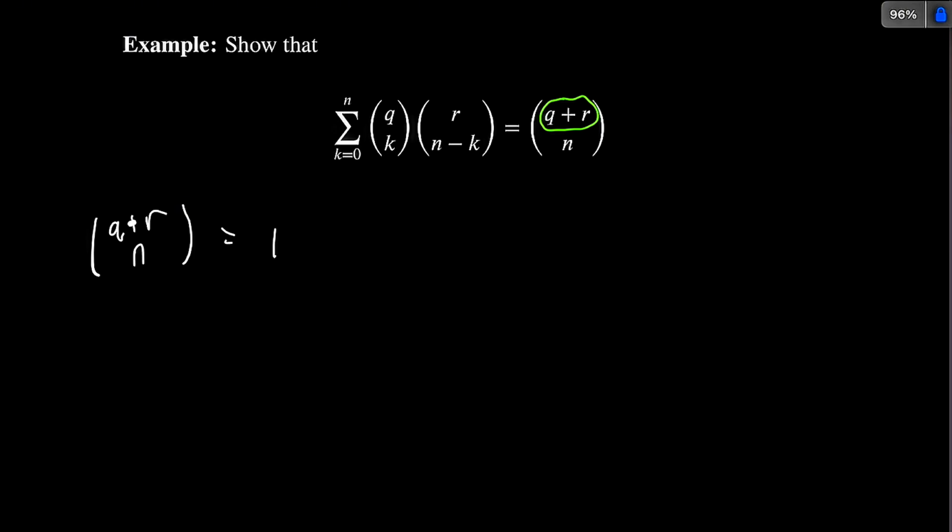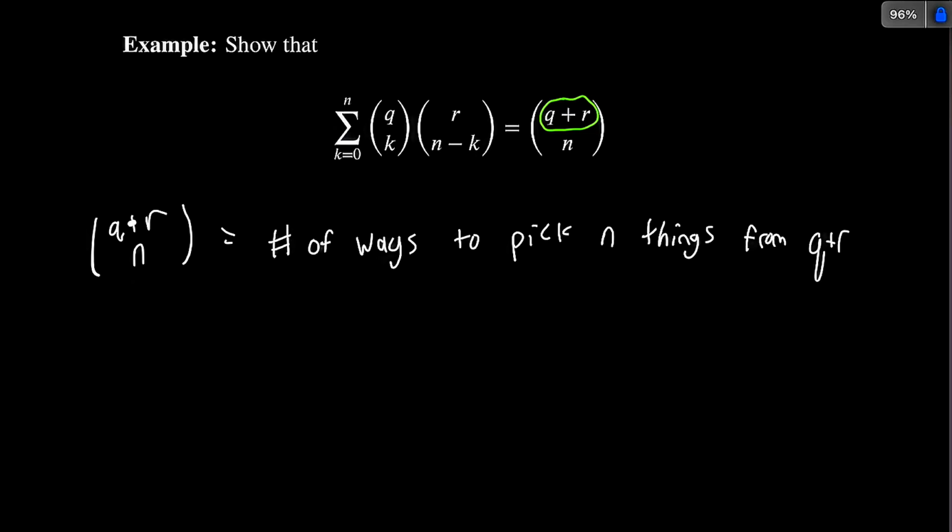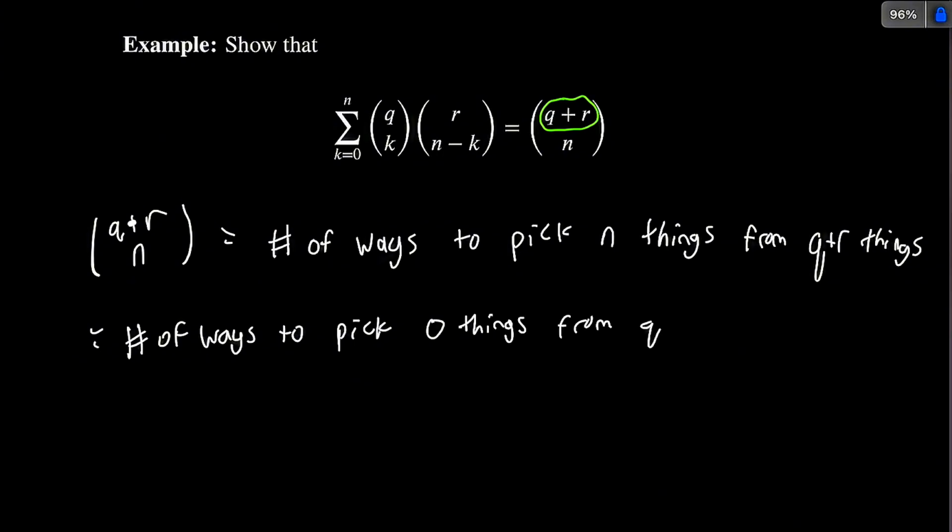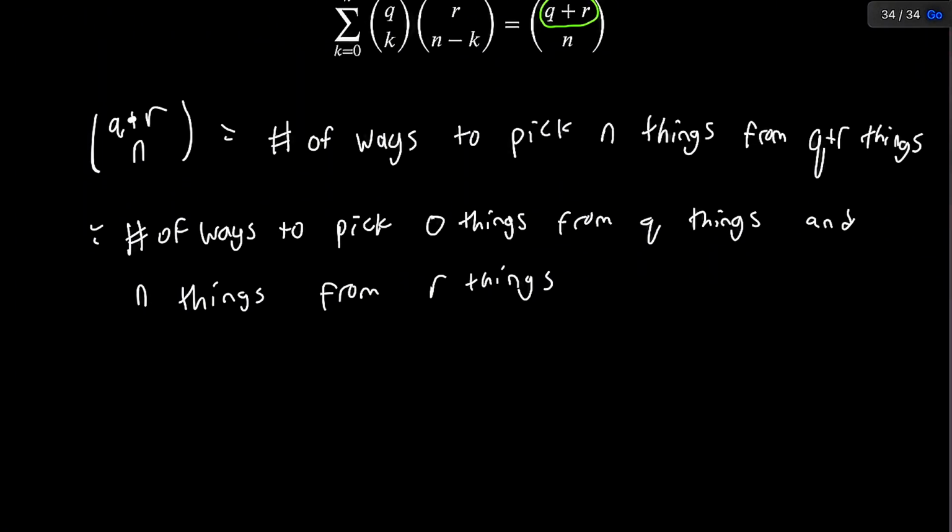Well, what do we know? This is just the number of ways to pick n things from q plus r things, right? But now we can kind of break this up. How? Well, it's a number of ways to pick 0 things from q things and n things from r things. Okay, that's one thing you can do.